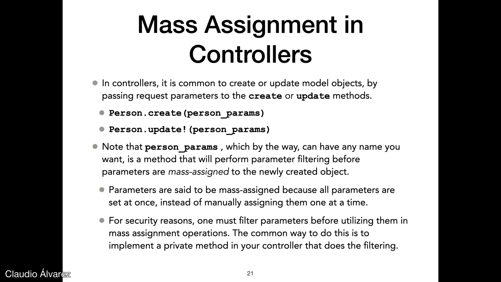Instead of passing params in the parentheses, you first have to filter out the parameters for security reasons. Rails will not allow you to pass params directly to the create method. There's something you'll have to do before, and I'll show you about it. Also, when you want to update the model, you have to do the same thing. Rather than passing params, you can't simply pass the params object for the person to be updated. You have to first filter out what parameters you want to really use.